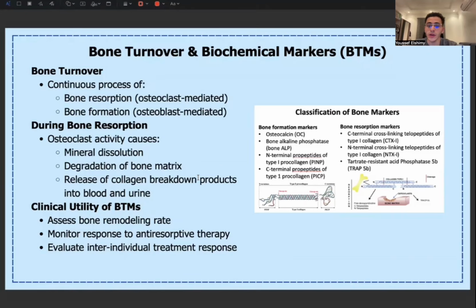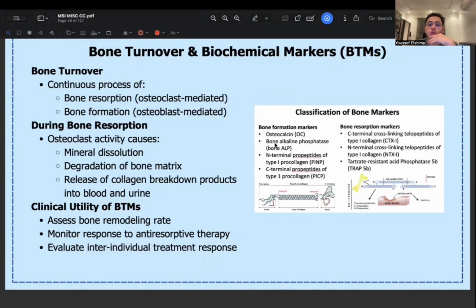So if we find more bone formation markers, it means that we're favoring bone formation. If we find more bone resorption markers, we're favoring bone resorption. So it helps us detect the bone remodeling rate, as well as monitor the response to anti-resorptive therapy. So if we give someone anti-resorptive therapy, there would be decreased bone resorption markers and increased bone formation markers. It also helps us evaluate inter-individual treatment responses. So it helps guide us on which treatment is better for each individual.